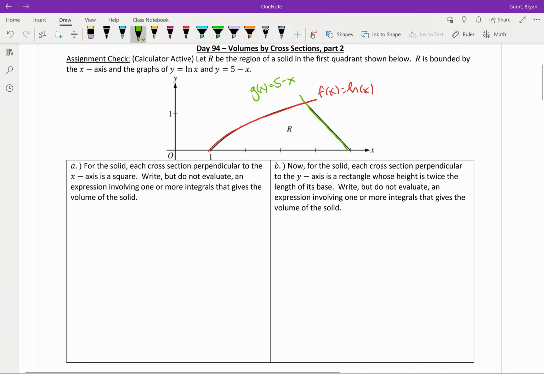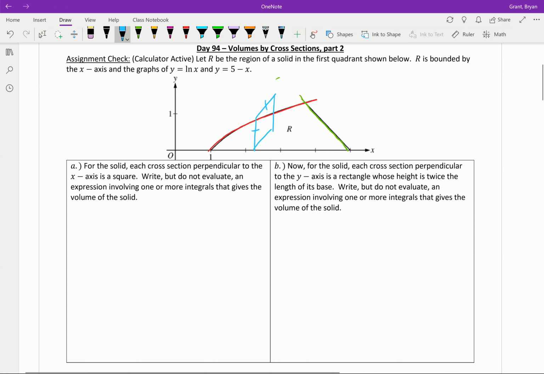For each cross-section perpendicular to the x-axis, we want there to be squares. I'm able to erase on this, but you guys might have a little bit of a harder time here. I'm going to go ahead and get this started. So here is my square. It looks something like this over here. Look at that square. That was pretty good. I'm proud of myself. We've got a base and a height.